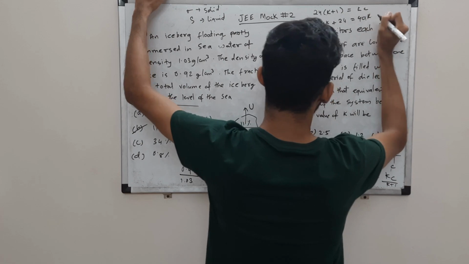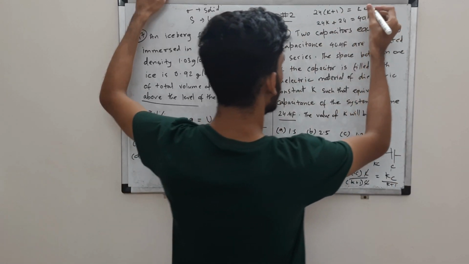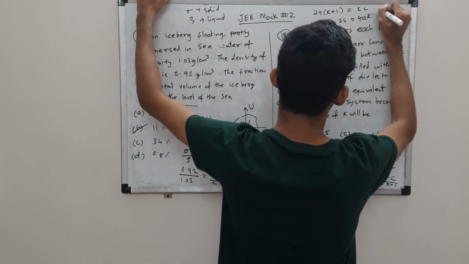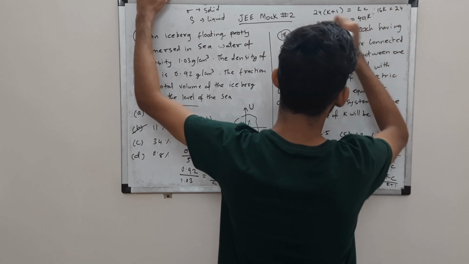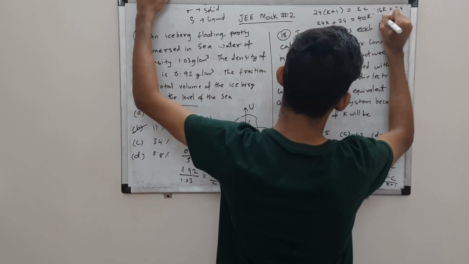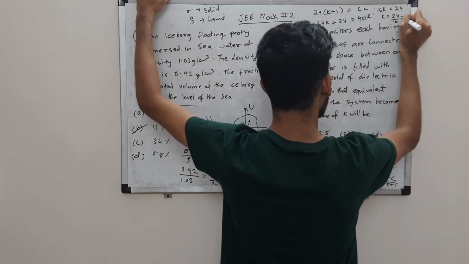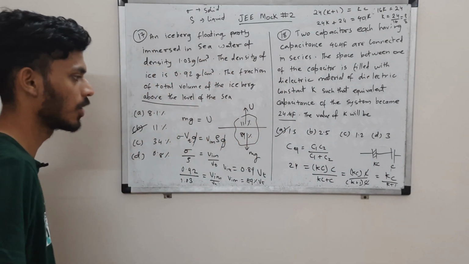C is 40. Now if you take this to the other side, that will be 16, I guess. 16K is equal to 24. Basically we are solving. So 24 by 16, which is 3 by 2, which is 1.5. So 1.5 is the correct choice over here.